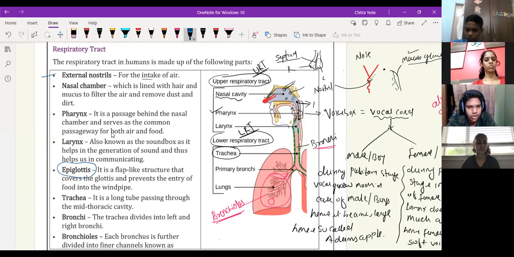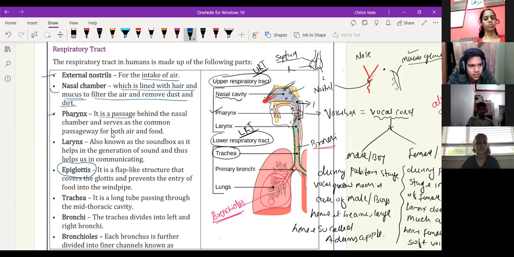External nostril for the intake of air. Then we have the nasal chamber, which is lined with hair and mucus. Mucus is also present there along with the hair, and they filter the air and remove dust and dirt particles. That we already discussed. Then we have the pharynx. It is the passage behind the nasal chamber and serves as the common passage for both air as well as food. So it is very important.